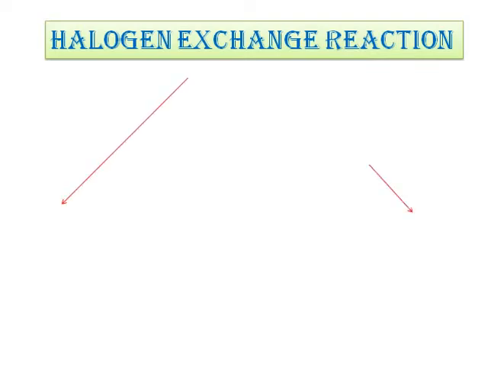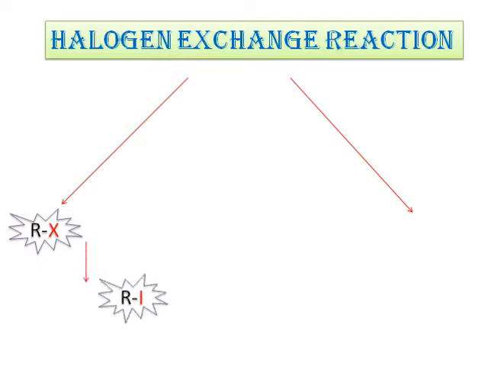Now how? There are two types of halogen exchange reaction, and in this reaction you see alkyl iodide and alkyl fluorides are prepared. This is alkyl halide, and from this alkyl halide we prepare alkyl iodide. So whatever is the halogen is exchanged to iodide. That is why it is called halogen exchange reaction. Just exchange the halogen, and you will get the product.